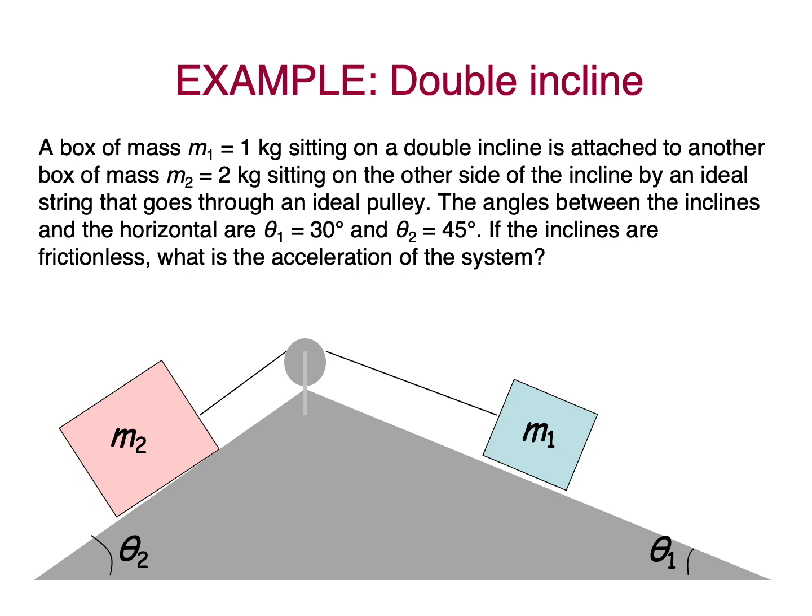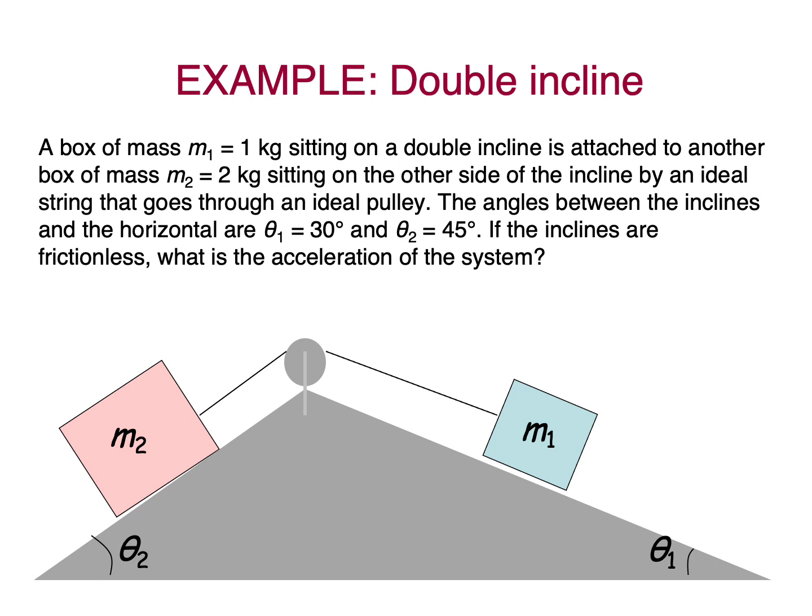Now let's do another example. This is a double incline. We have a box of mass m1 equals 1 kilogram sitting on a double incline attached to another box of mass 2 kilograms on the other side of the incline, held together by an ideal string that goes through an ideal pulley. Again, ideal pulley means that the pulley is massless and that there's no friction, and an ideal string is that the string is massless or of negligible mass, and it doesn't stretch.